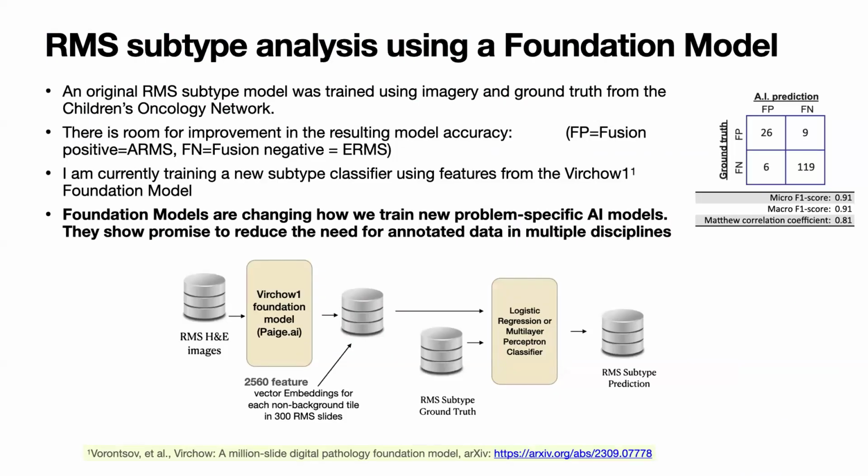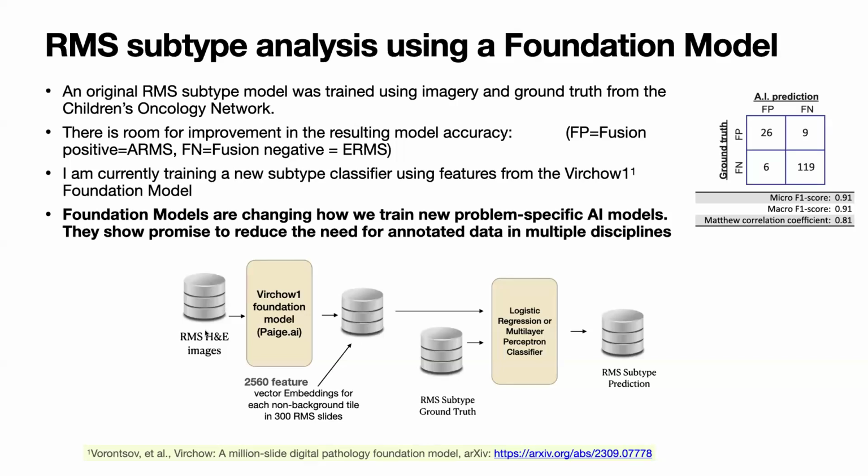So now that foundation models are around, we're redoing the subtype model. The subtype model was a ResNet 50 that we trained before out of tissue microarrays, the little circles. I'm currently taking the Virchow1 foundation model, which is from Paige AI. It's one of the better pathology models that's out there. This is open source on Hugging Face if you want to go get it.